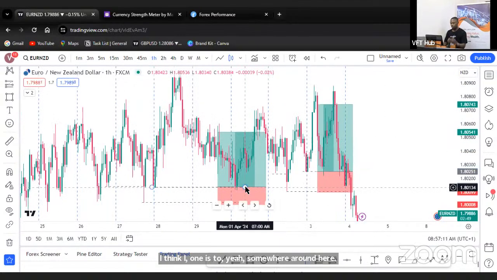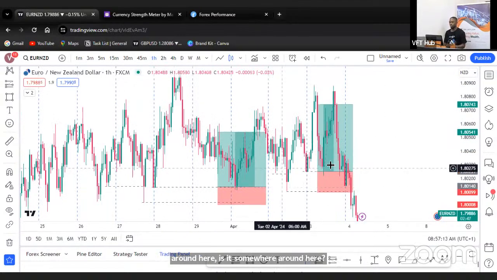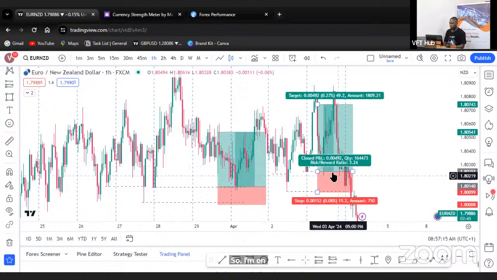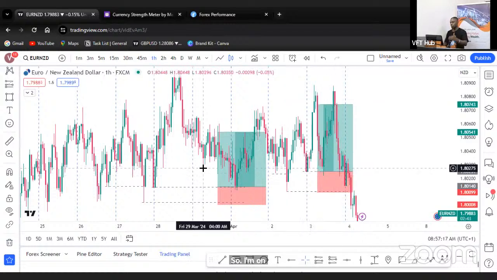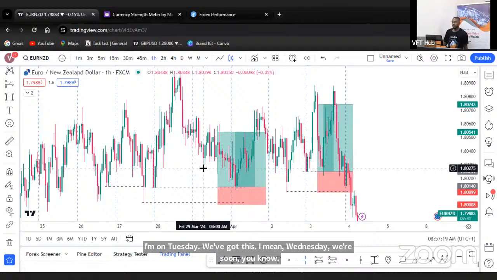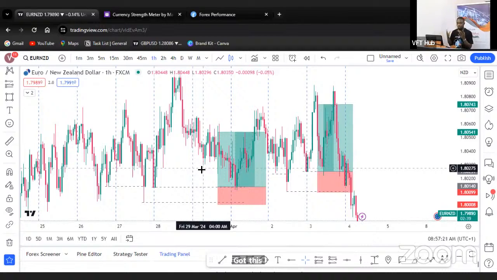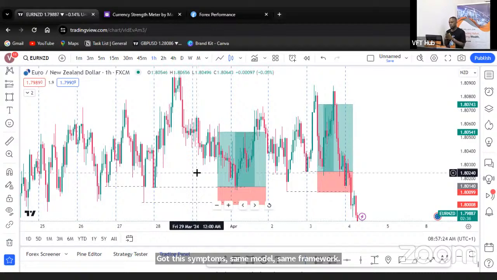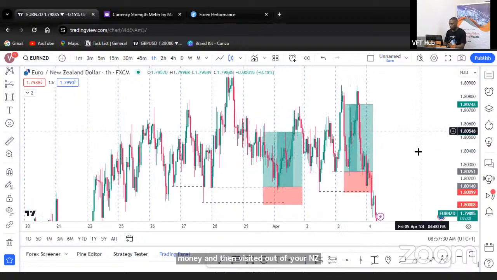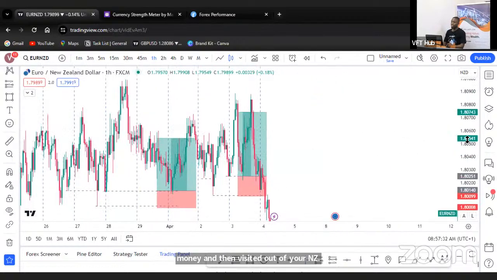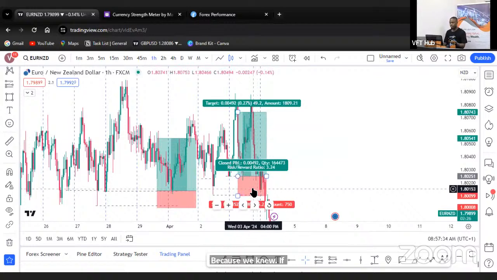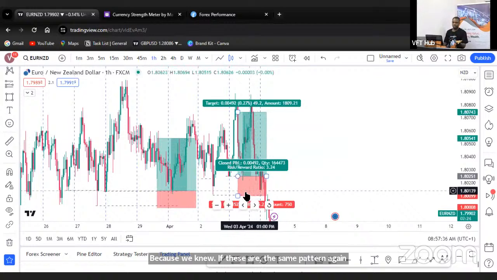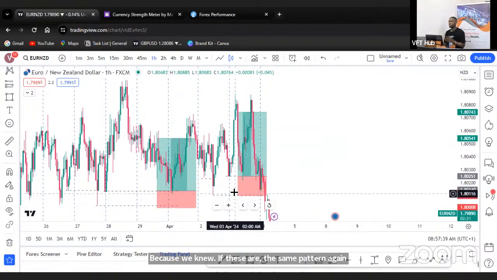So on Tuesday we got this. Wednesday we also got this. It's the same principle, same model, same framework around the setup, right? We got this, made money, and then exited out of Euro NZD because we knew if I'd seen the same pattern again, say today, not pattern specifically, but the same framework of this setup, I would have still taken it.